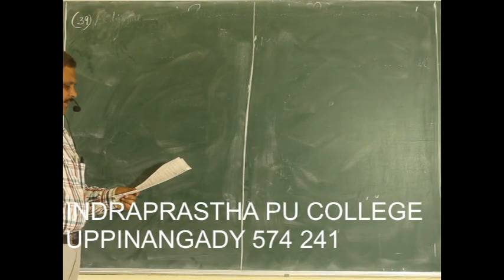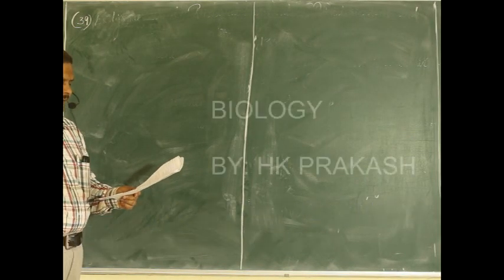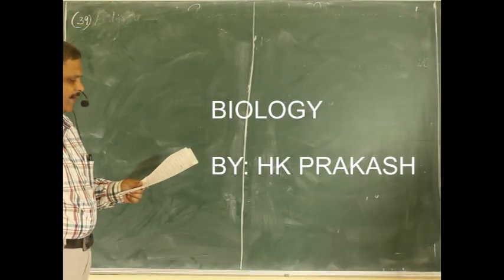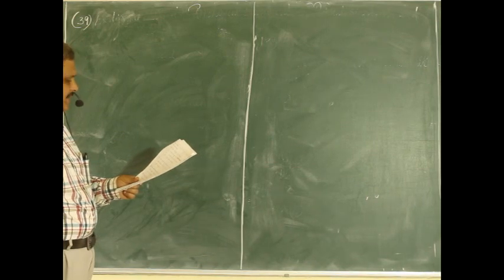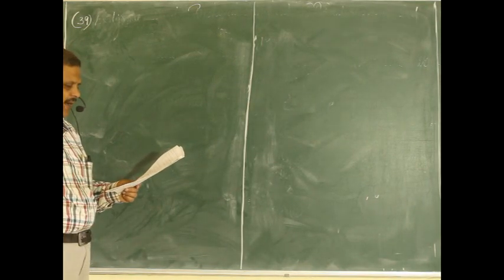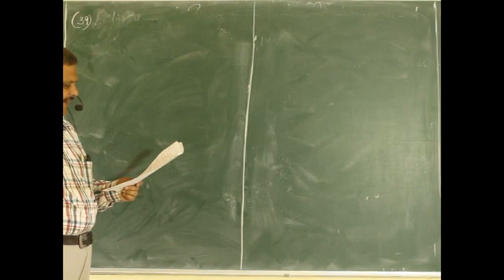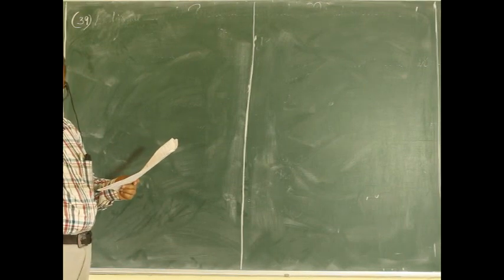Next, question number 39. The connecting link between Annelida and Mollusca. Option A, Nautilus. Option B, Glaucidium larva. Option C, Neopilina. Option D, Veliger larva.